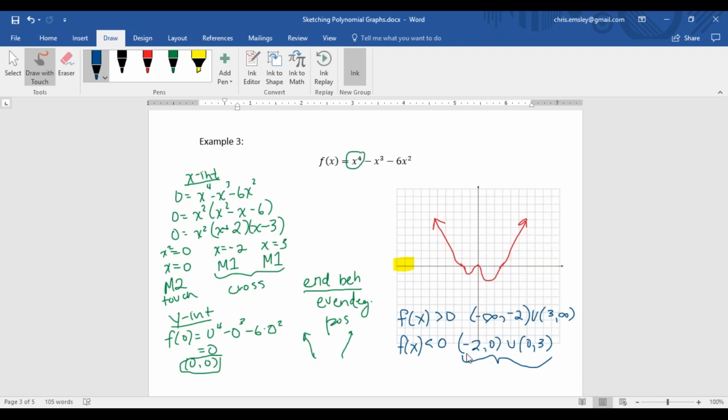And the other thing to notice is that you should never have the same interval showing up on your top line and your bottom line. The pieces of your graph are either positive or negative. They can't show up in both spots.